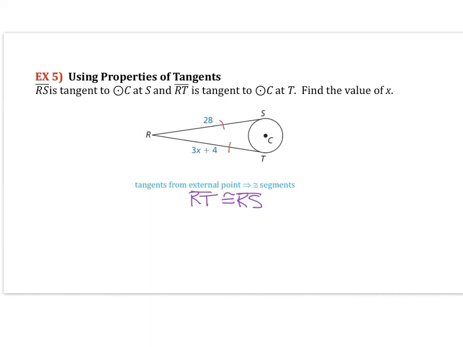So we start off by saying segment RT is congruent to segment RS. Substitute 3x plus 4 in place of RT and 28 in place of RS. And then solve for x. So we subtract the 4 on both sides, resulting in 3x equals 24. Then divide both sides by 3, resulting in x equals 8.